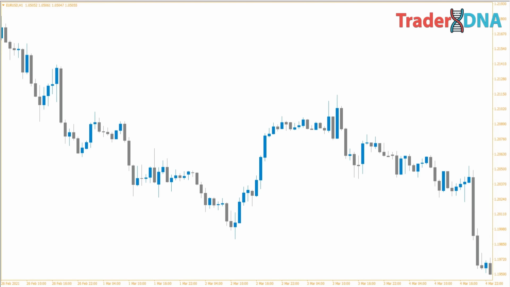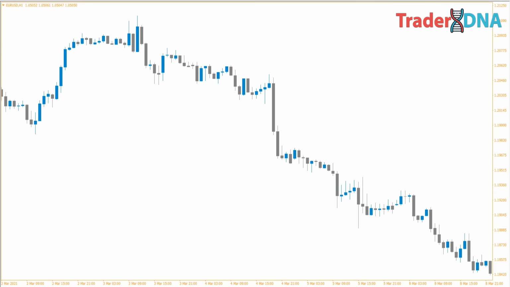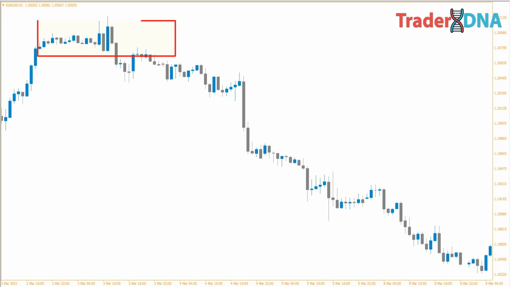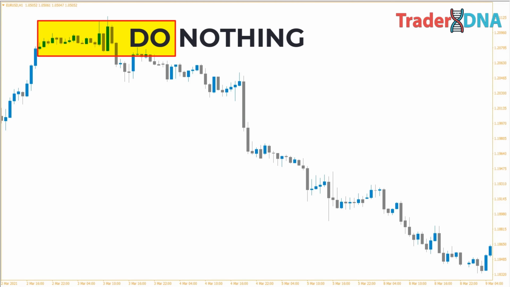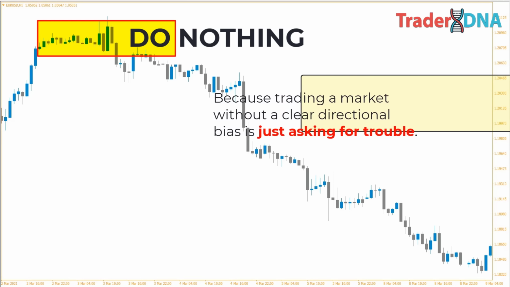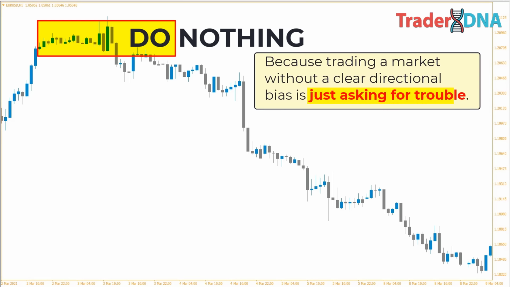But if the market is moving sideways, if it's stuck in a boring consolidation or a tight range and you can't spot a clear trend, here's what you do. Nothing. Yeah, you heard me. Do nothing. Don't trade it, don't force it. Why? Because trading the market without a clear directional bias is just asking for trouble.